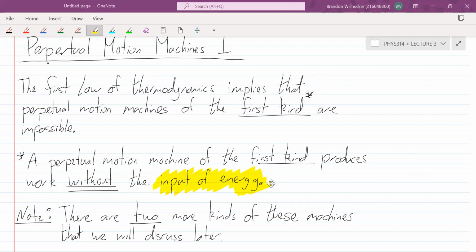Okay, are there any questions on this? Okay, so that's just a very brief introduction. We'll look at this later on when we do engines and refrigerators. We'll look more into this.